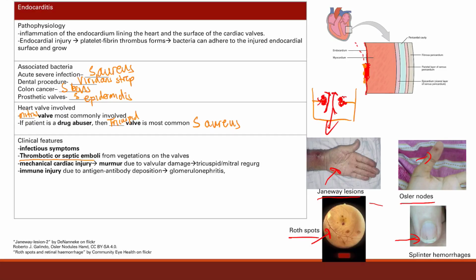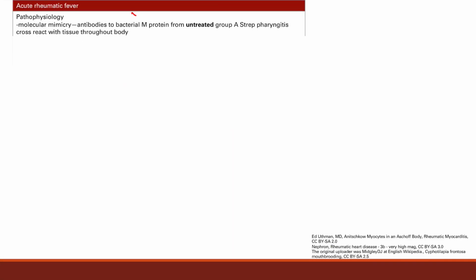So this Group A strep has a bacterial M protein, and our body will produce antibodies against that M protein. However, our antibodies that we make happen to cross-react with our own tissue. So they're going to attack our own tissue.